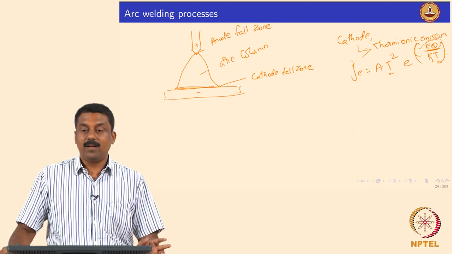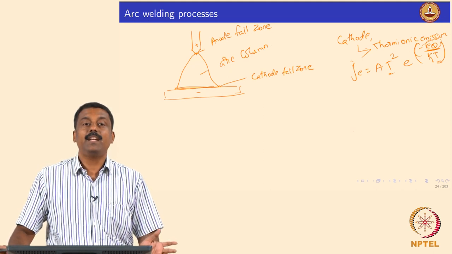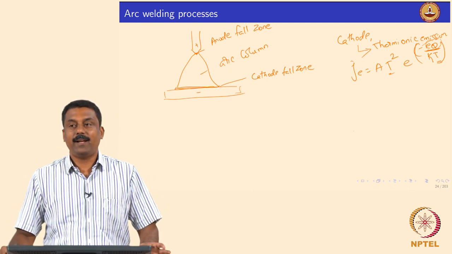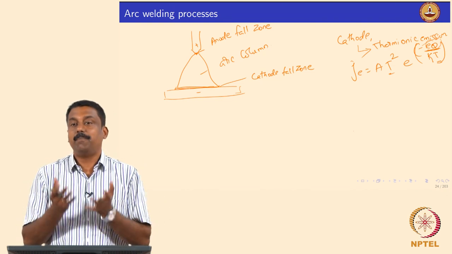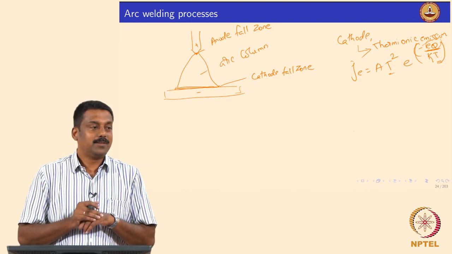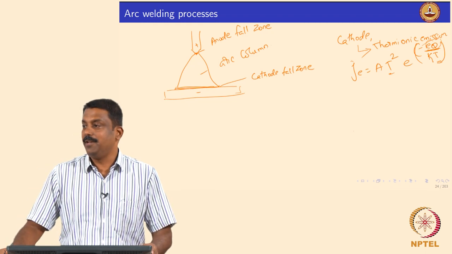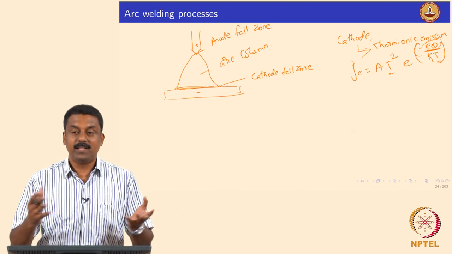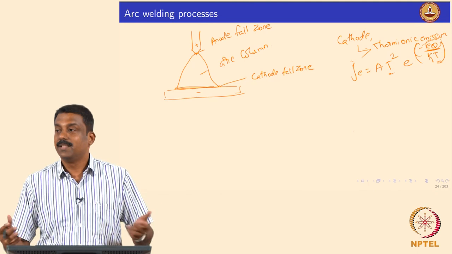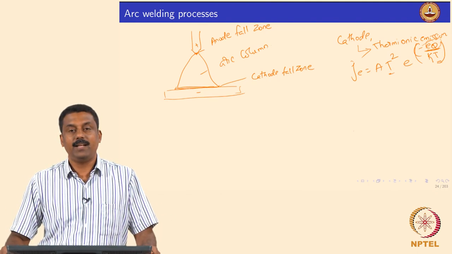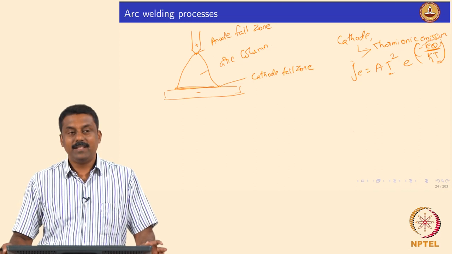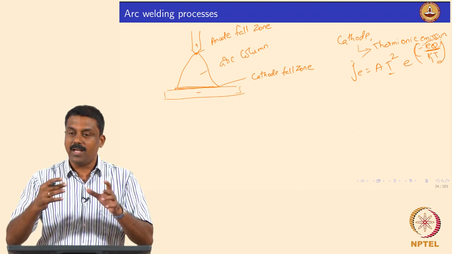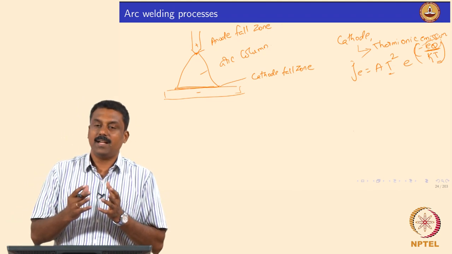When the arc column becomes electrically neutral, we call that state plasma. Plasma is defined as a neutral state of matter. But then the number density must be equal, so we need to create as many electrons as ions to maintain electrical neutrality. It is very difficult to attain that state in a welding case, so we will have to make some modification to the arc itself to make the arc into plasma.